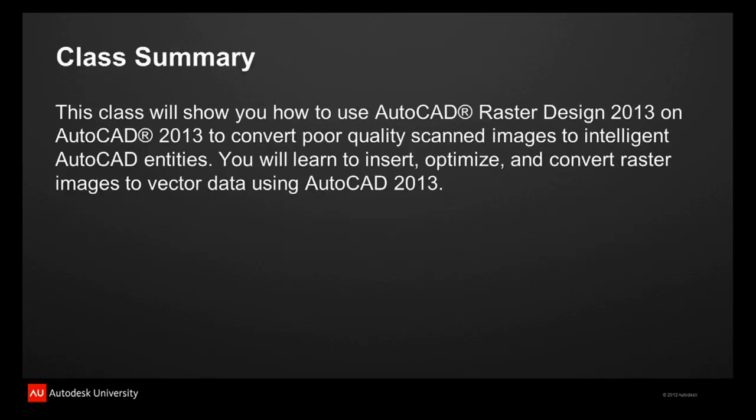All right, and then just a quick class summary, basically what we will cover in this class. I'm going to show you how to use AutoCAD Raster Design on AutoCAD 2013, but obviously you can also use this on any other flavor of AutoCAD to convert poor quality scan images to intelligent AutoCAD entities. You will learn to insert, optimize, and convert these images using the raster-to-vector tools. I will also talk a little bit about OCR, or text recognition, converting raster text into vector text.